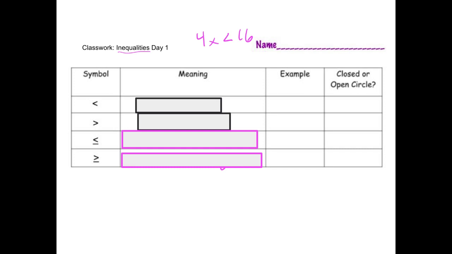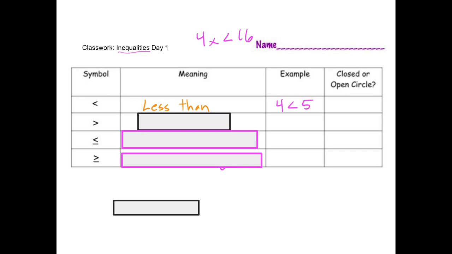Our first one here, of course, is the less than sign. An example of this is like what we had above. We'll just do it with normal numbers: 4 is less than 5. Open or closed is referring to the circles. You would do an open circle here, so I'm going to show you what that circle looks like, just an open circle.